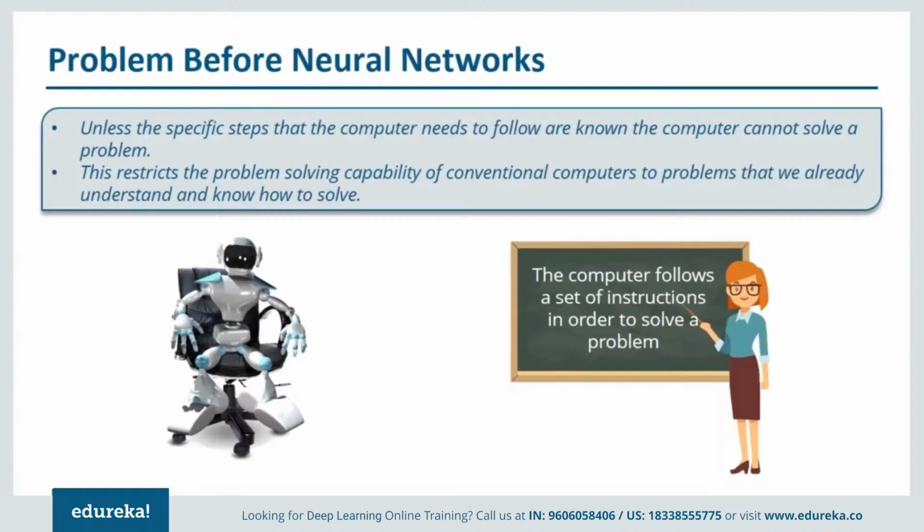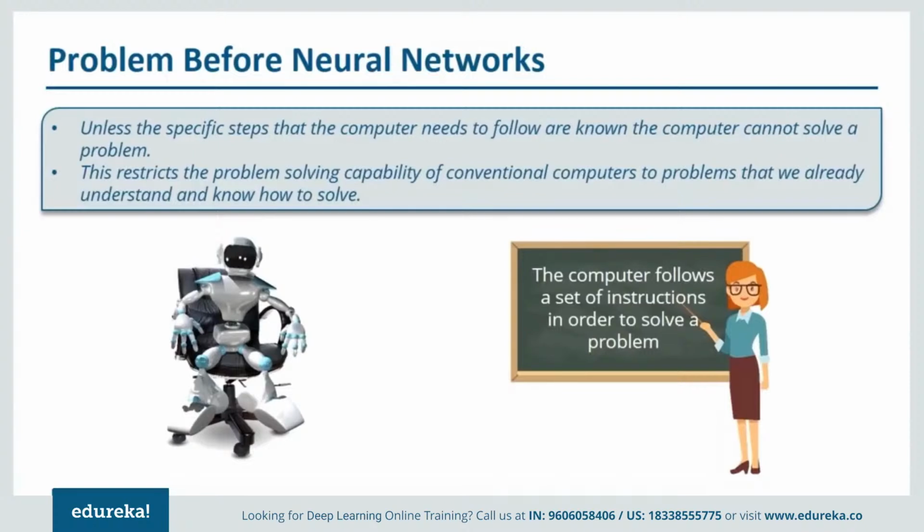So obviously we need a person who actually knows how to solve that problem, and he or she can provide the instructions to the computer as to how to solve that particular problem, right? So we first should know the answer to that problem, or we should know how to overcome that challenge or problem which is there in front of us. Then only we can provide instructions to the computer. So this restricts the problem solving capability of conventional computers to problems that we already understand and know how to solve.